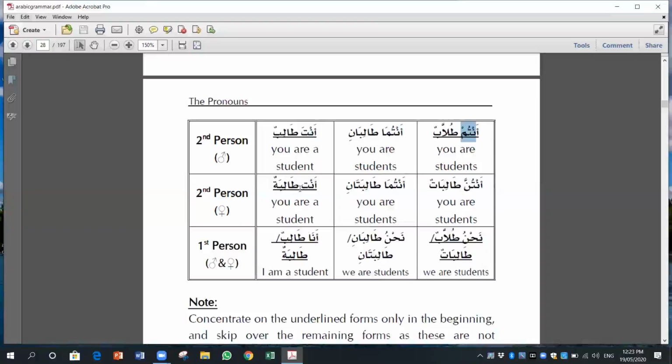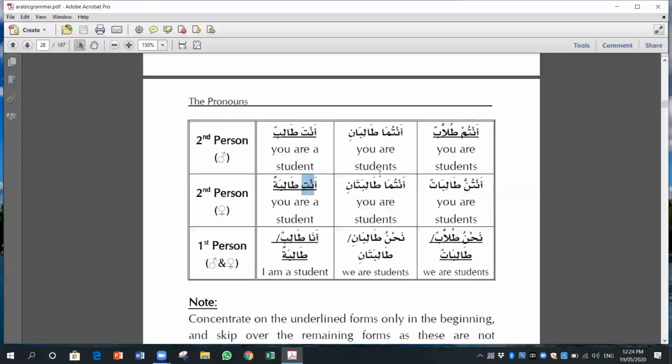we are moving to the next row. It is anti. If I want to say you, Aisha, and you are a female, I will say anti. There is a kasra under the ta, but due to it being underlined, the kasra is not visible. So if you are making your notes, just note it down that it will be anti with kasra.